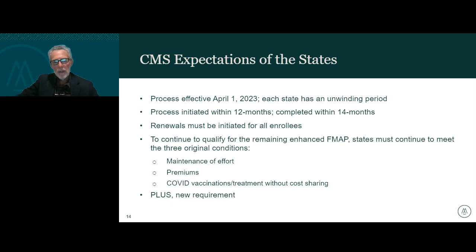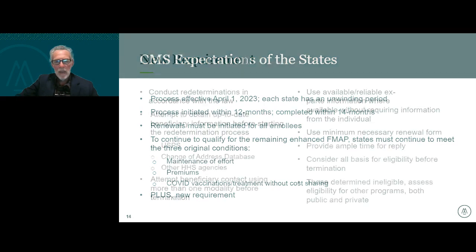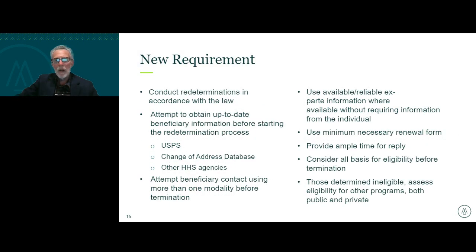And under the Families First Act, there are a host of other requirements that states must adhere to in order to continue to qualify for the enhanced match. Those are on these slides, and I'm just going to hit on a few of them. We already talked a little bit about the ex parte renewals, and essentially the instructions from CMS are that if the state is able to do so on a reliable information basis, then they can begin the new renewal process without requiring information directly from the individual.